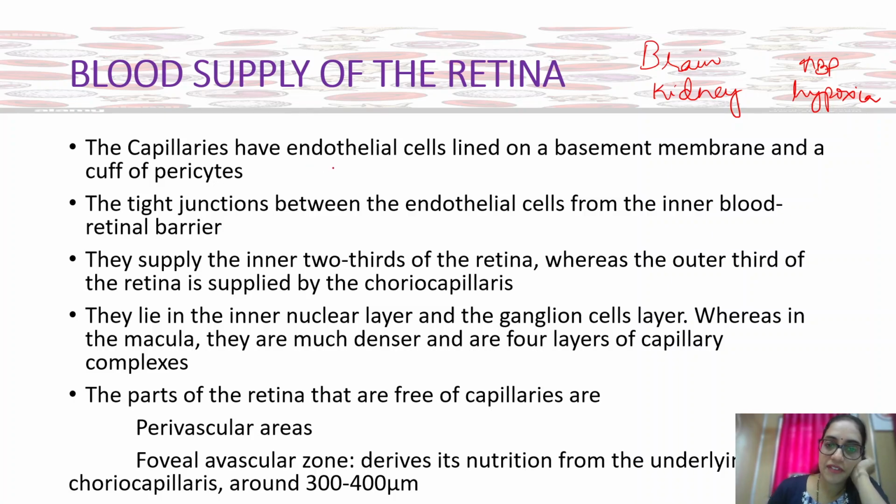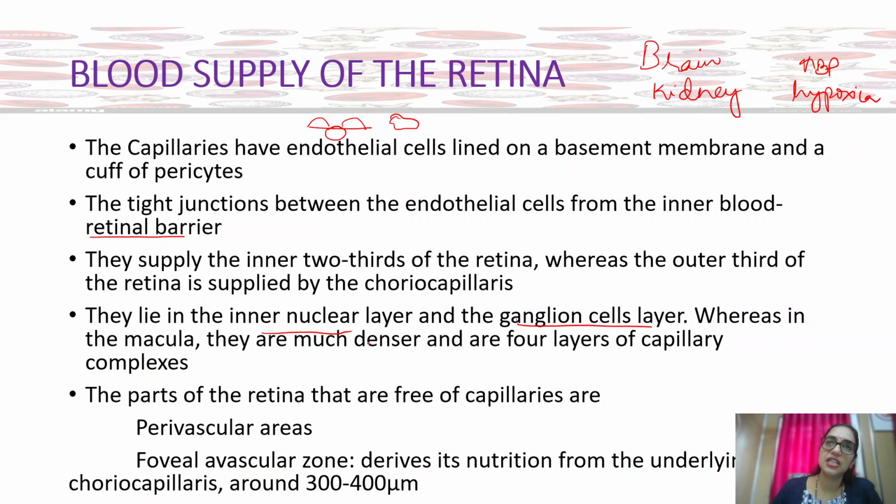The capillaries have endothelial cells and a basement membrane, and a protective layer of pericytes, which are like amoeboid cells that can take any shape to cover up the basement membrane and prevent leakage. There are tight junctions between the endothelial cells which form the inner BRB, which we have already discussed. The retinal capillaries supply the inner two-thirds of the retina. We have again discussed this. They lie in the inner nuclear and the ganglion cell layers.